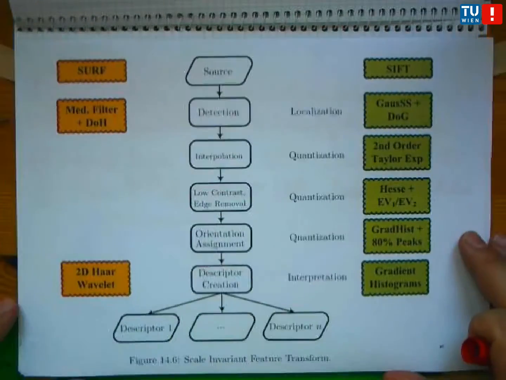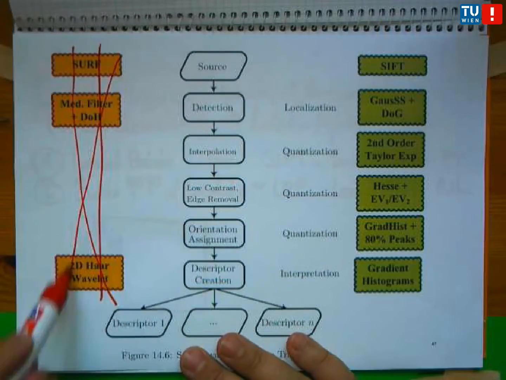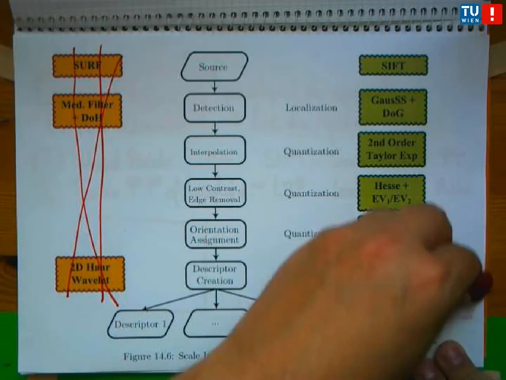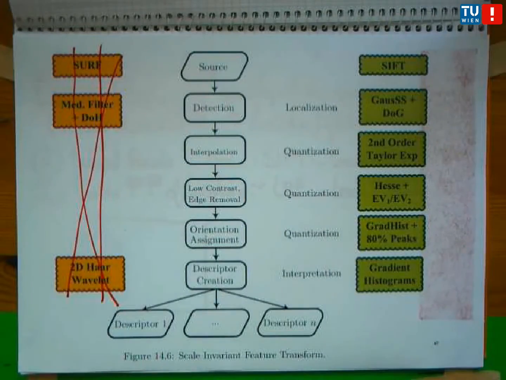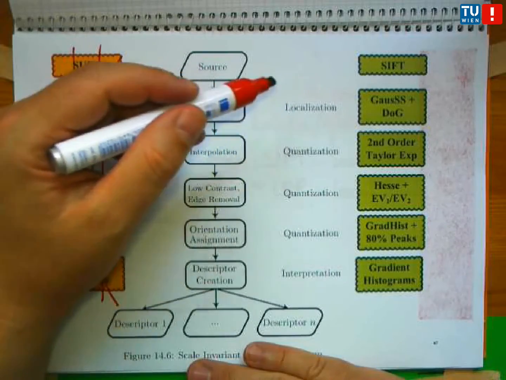On this slide we have 2 different procedures. Forget about the left one, I won't mention this one. On the right hand side we have the SIFT. What does it do actually? First of all, it has to identify points that are interesting.